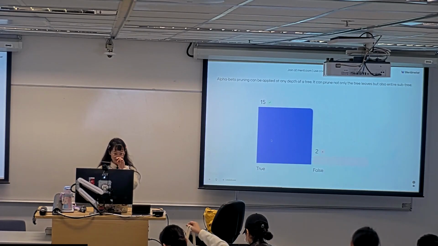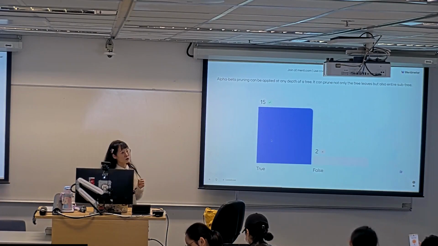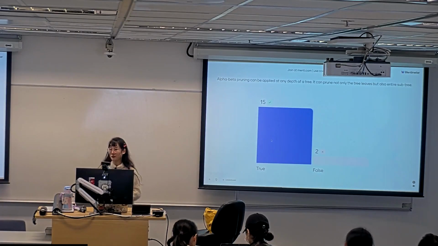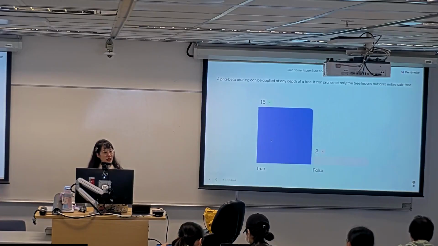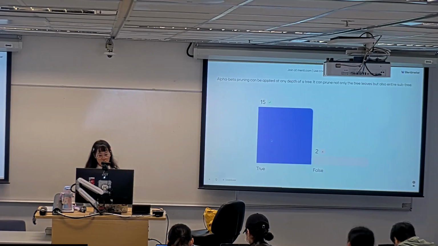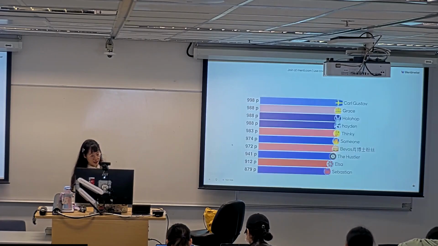Okay, good. So this is true. Alpha-beta pruning can be applied at any depth of a tree, as long as the pruning condition is satisfied, that is alpha larger than or equal to beta. As long as this condition is satisfied, we can directly prune all the remaining children of the node. All the remaining children are not only tree leaves. They can also be entire subtrees under some nodes. So this is true. Okay, check the leaderboard.